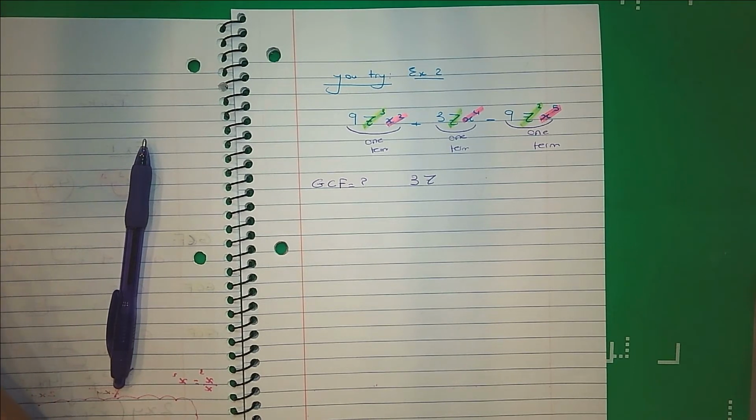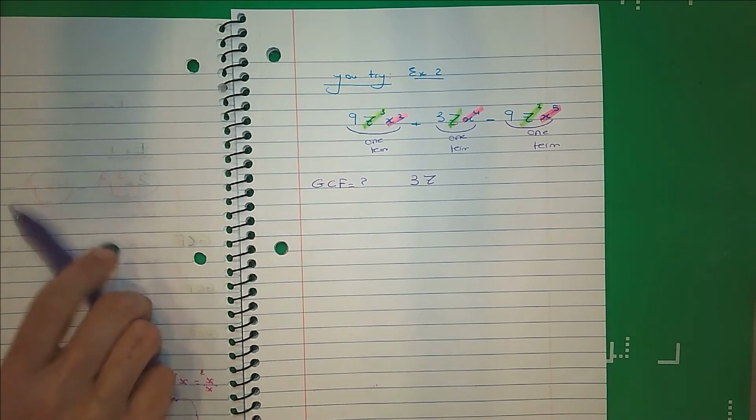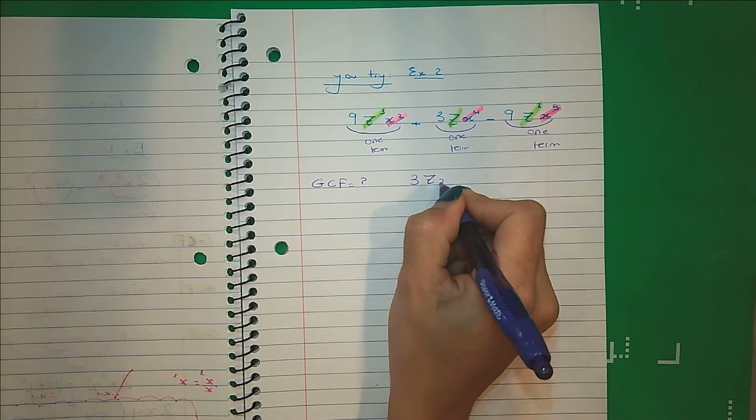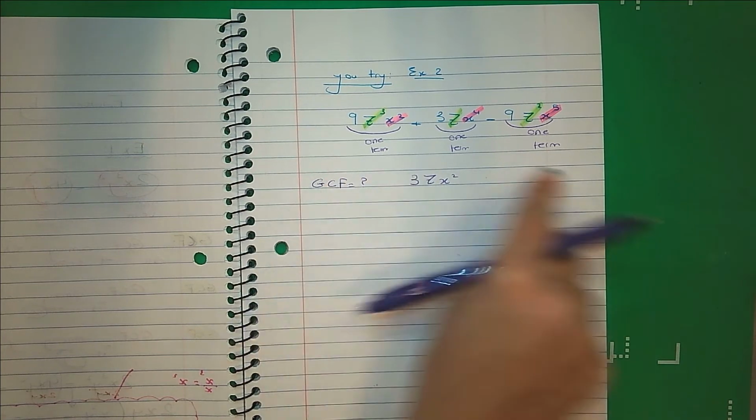X what? Only x? You always look at the x with the smallest exponent. Oh, that's good. X squared. Very good. Because I know that this is going to go.